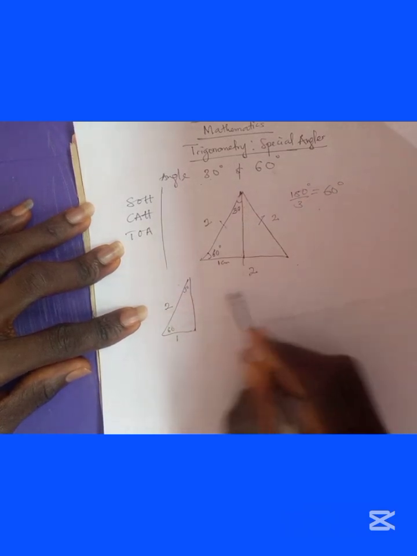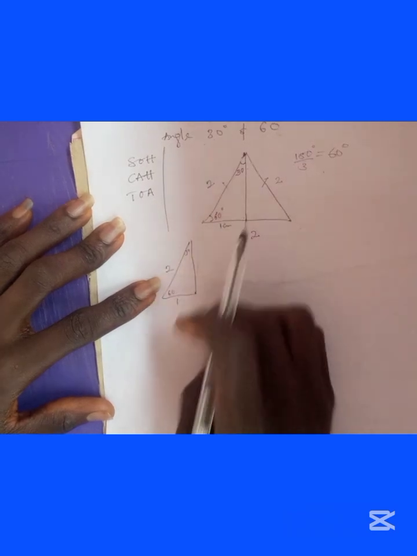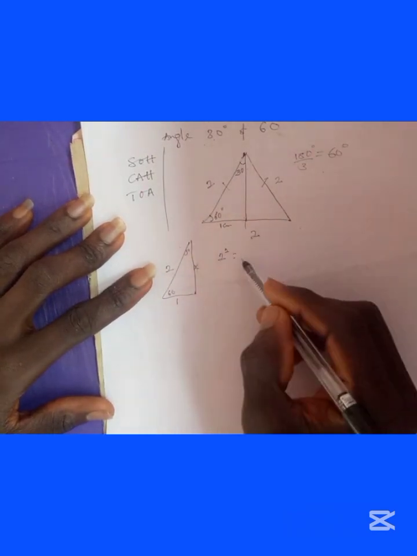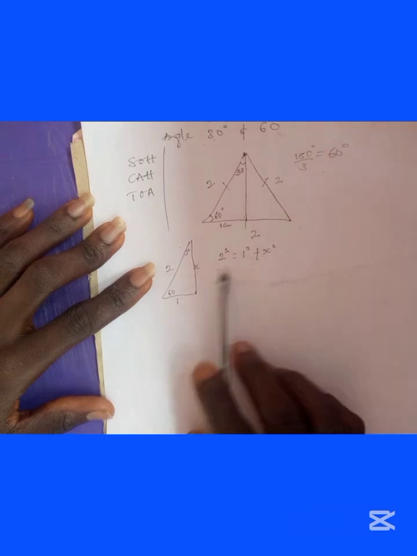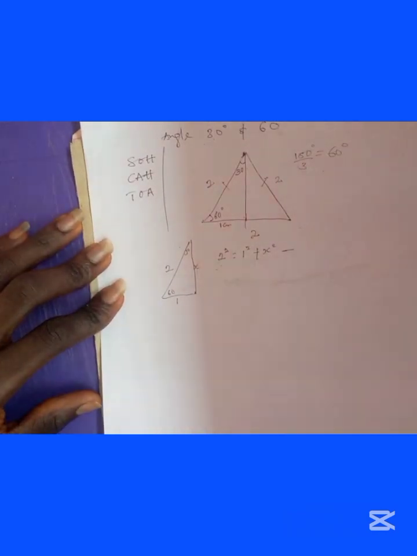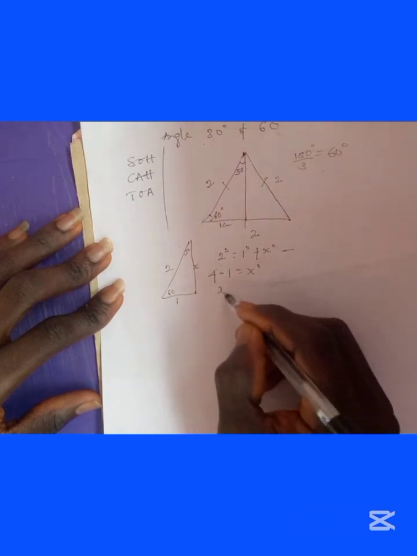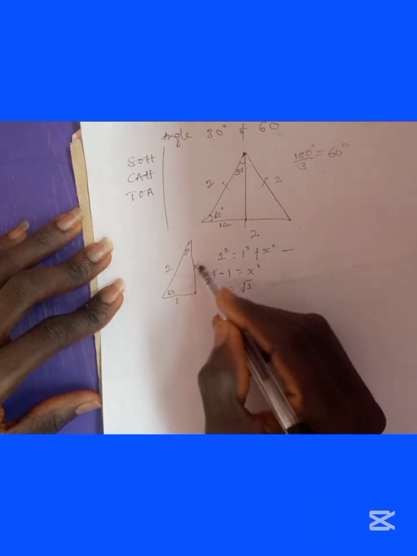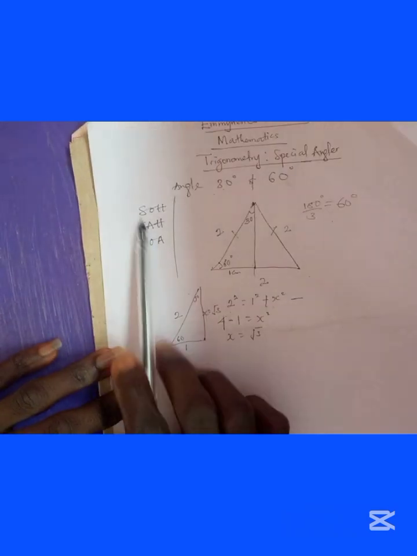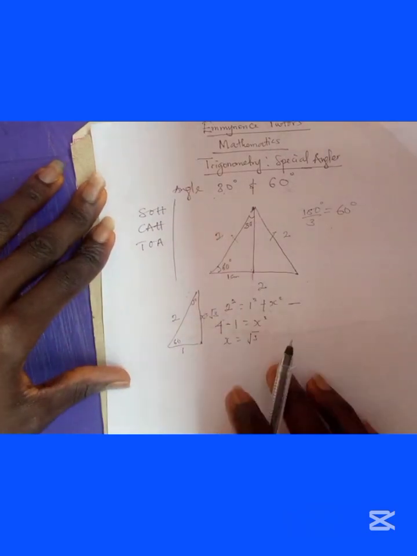Now by Pythagoras theorem, we can easily find the dimension of this side. Let's call this side x. So definitely 2 squared equals 1 squared plus x squared. That is, the hypotenuse squared is equal to the sum of the squares of the other 2 sides. That's what Pythagoras is talking about. So now, if we simplify this, we have x to be root 3. So definitely this side is root 3. Now, coming back to our trig ratio.